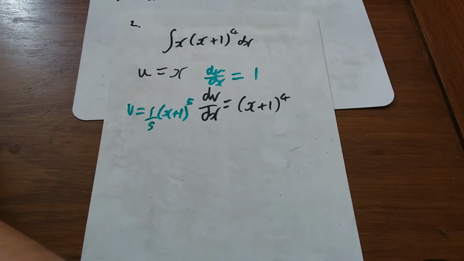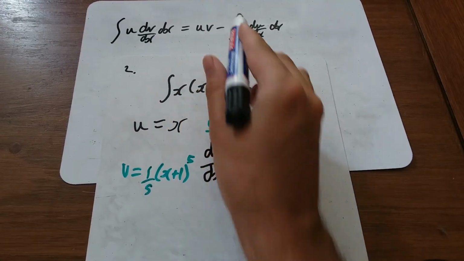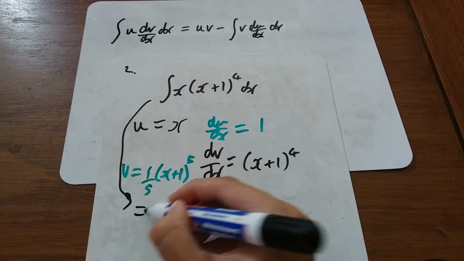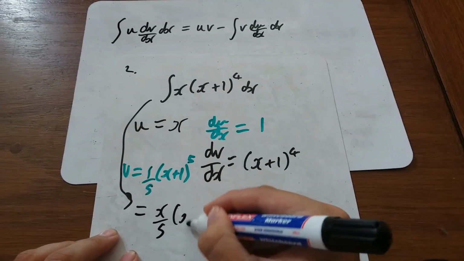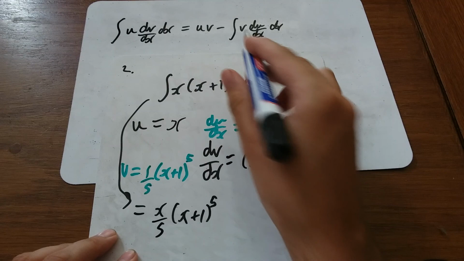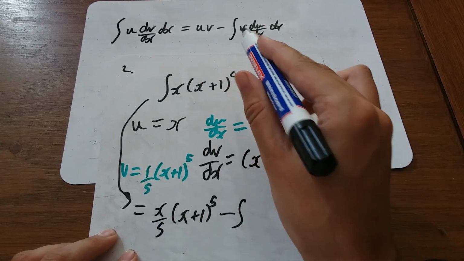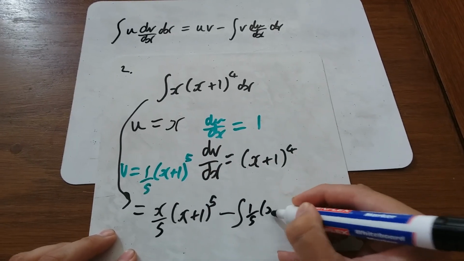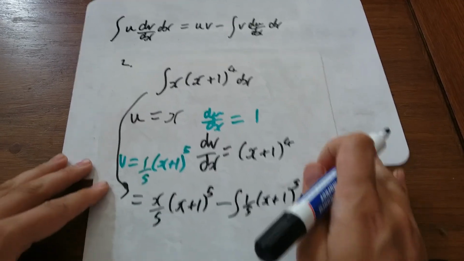Right, let's do the actual integration now. Using the formula for parts, this integral is equal to u times v, so x over 5 multiplied by (x plus 1) to the 5, minus the integral of v times du dx, so a fifth (x plus 1) to the power 5 dx.